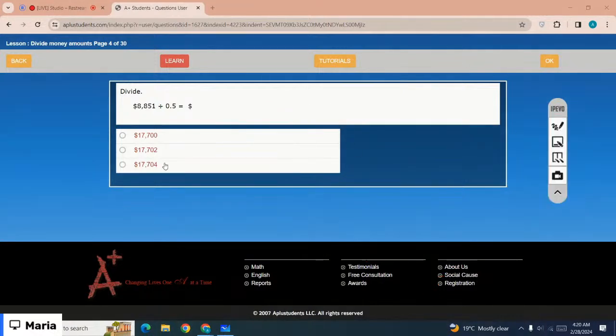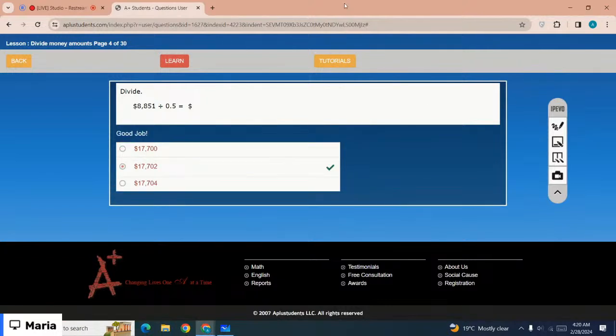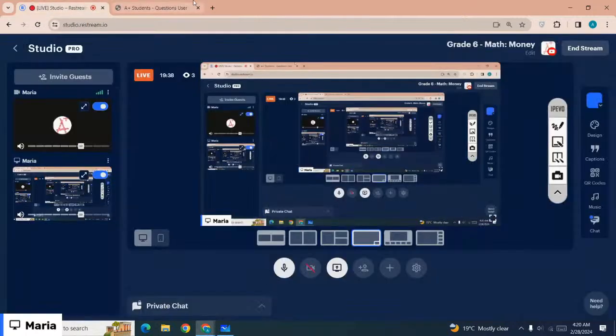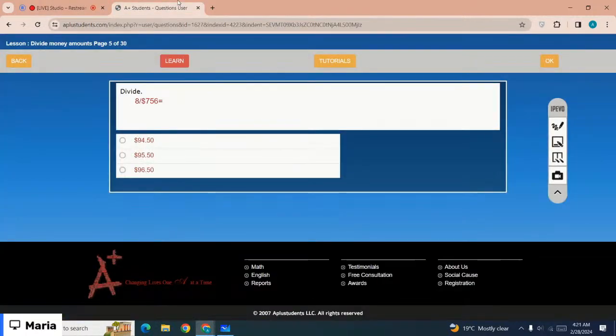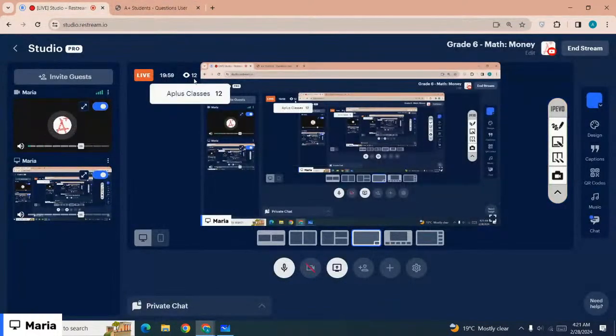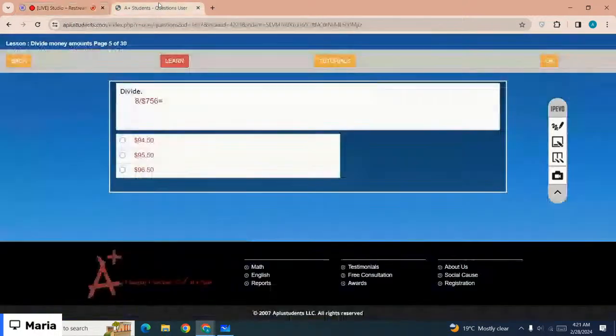Sometimes, okay, 756 divided by 8, which is the correct option. Sometimes it doesn't show the correct option to people who are watching. Maybe that's the reason. But here, 12 you can see here. So maybe 756 divided by 8 equals, which is the correct option.